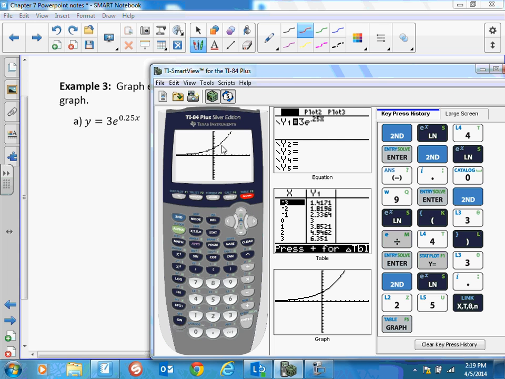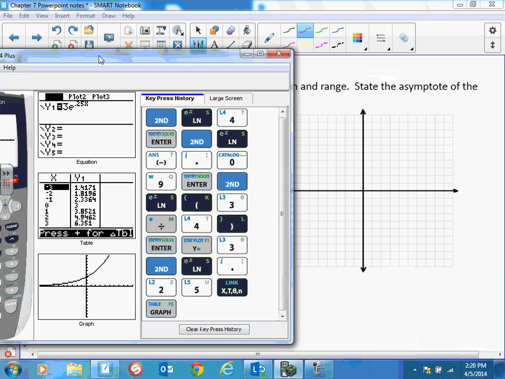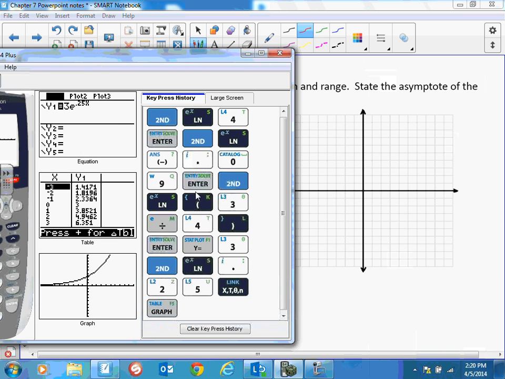And we can see it looks pretty much like a growth function. We knew it was going to be a growth function because 0.25 is positive. So again, just use some points that are going to make it work, okay? I'm not going to make a table. I'm just going to use these points over here to save some time.